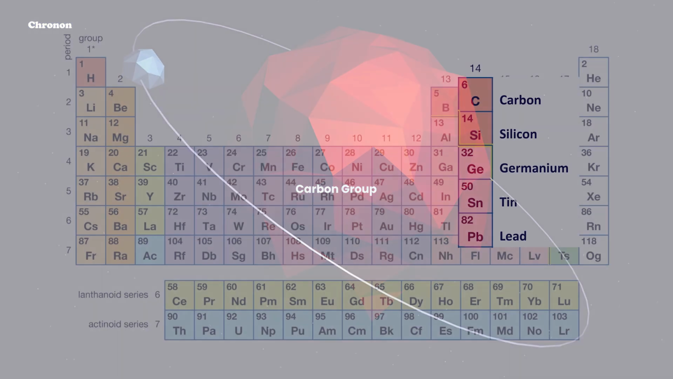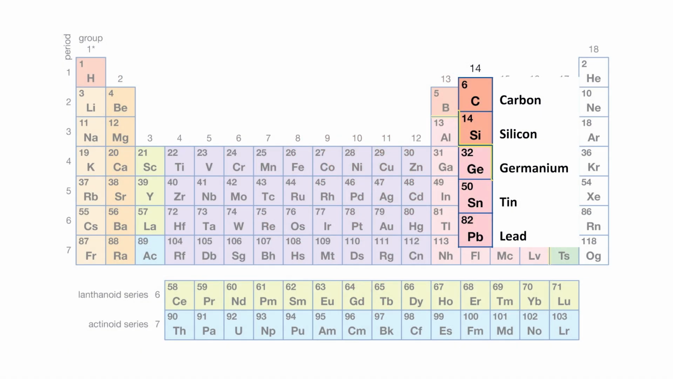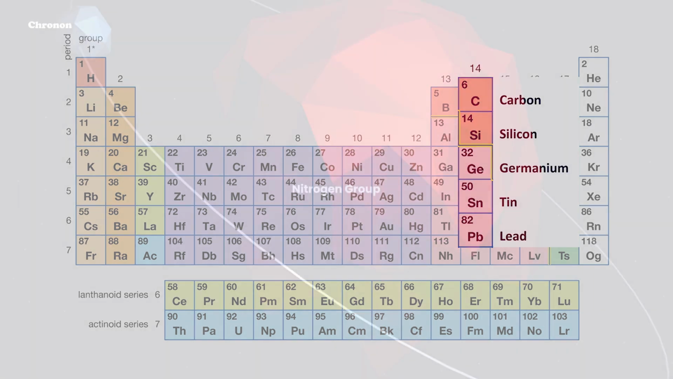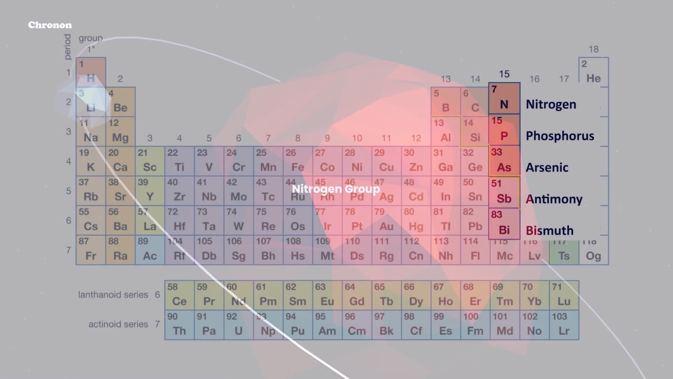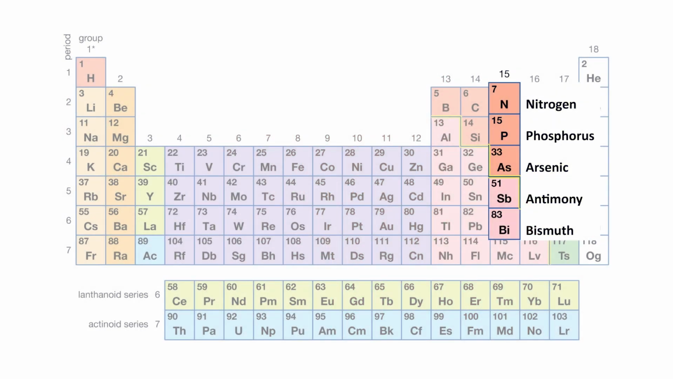Carbon group. The carbon group consists of carbon, silicon, germanium, tin, and lead. Nitrogen group. The nitrogen group includes nitrogen, phosphorus, arsenic, antimony, and bismuth.